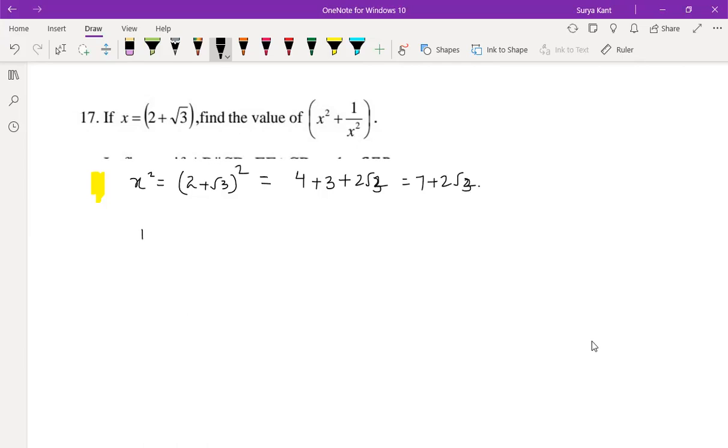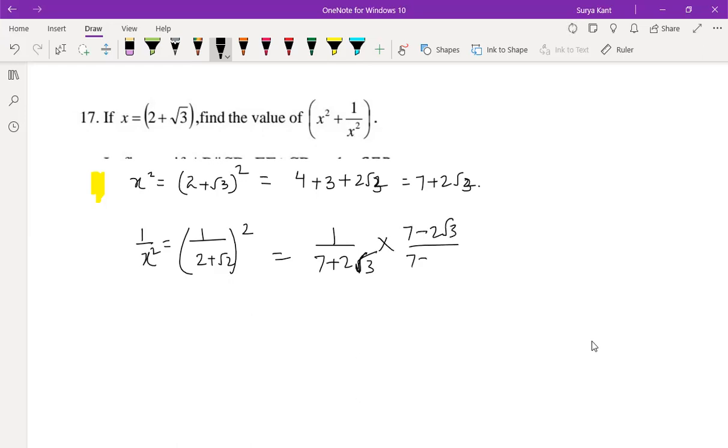So if you find 1 by x, what is 1 by x over here? 1 by 2 plus root 3, and 1 by x square, if you find this whole square, it means 1 by 7 plus 2 root 3, correct? Root should not be in the denominator, so we rationalize this. Sir, I understand, sir. I can solve this, sir.